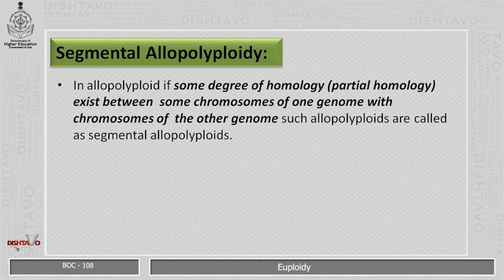Segmental allopolyploidy. In allopolyploids, if some degree of homology exists between some chromosomes of one genome with chromosomes of another genome, such allopolyploids are called segmental allopolyploids.